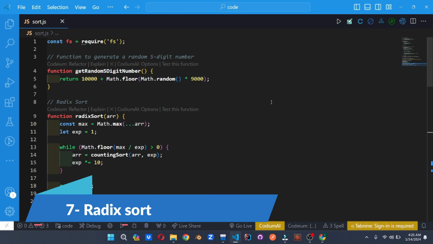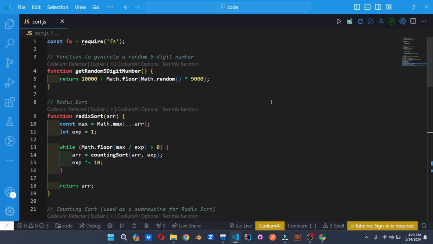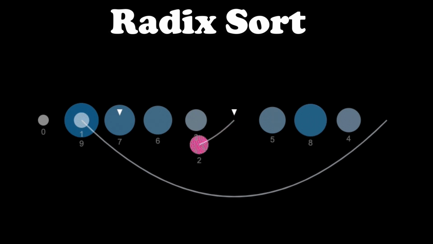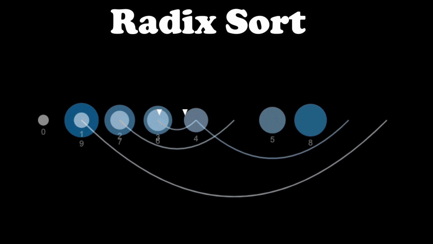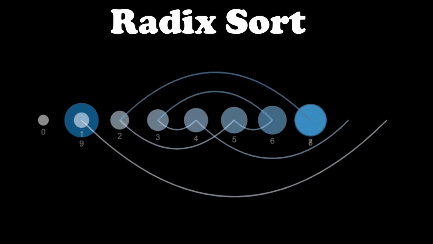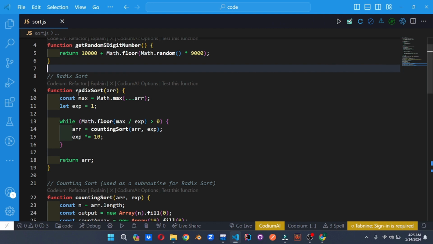On number 7, we have Radix Sort. Radix Sort is particularly interesting because it works with integer keys by considering each digit at a time. It's like sorting numbers based on their individual digits, starting from the least significant to the most significant. As you can see on the screen, the Radix Sort algorithm basically uses a stable sorting algorithm like counting sort to repeatedly sort the numbers based on their value.